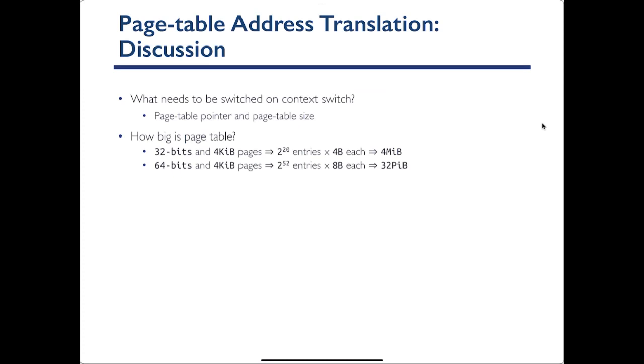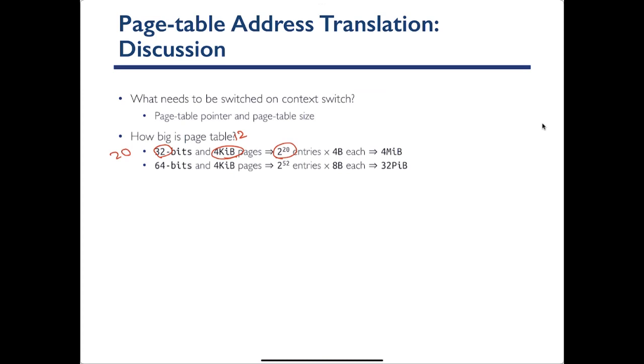So if you have a 32-bit system, and your pages are 4 kilobytes, that's 12 bits. So 12 bits for offset. That means that 20 bits are going to be used for virtual pages. Now, with 20 bits, how many virtual pages are you going to have? You're going to have 2^20 virtual pages. So you're going to have 2^20 page table entries.